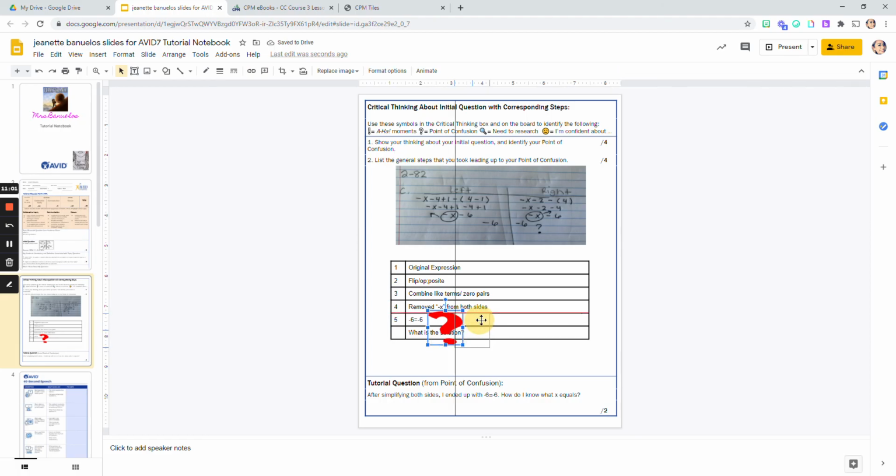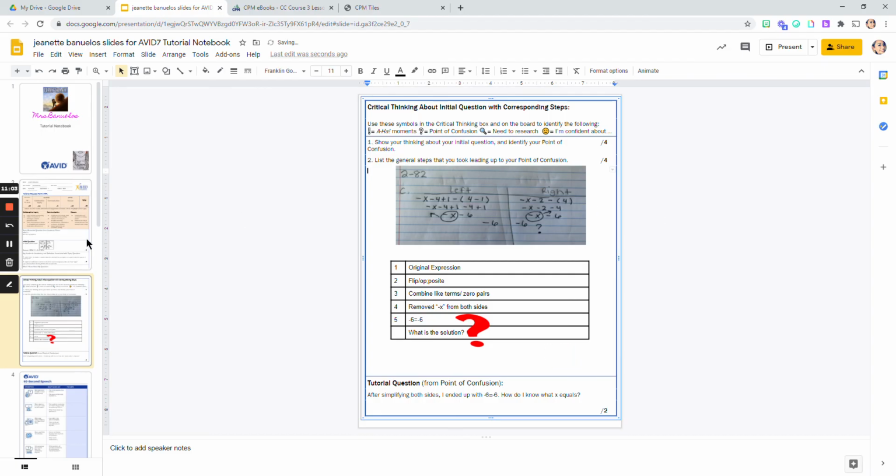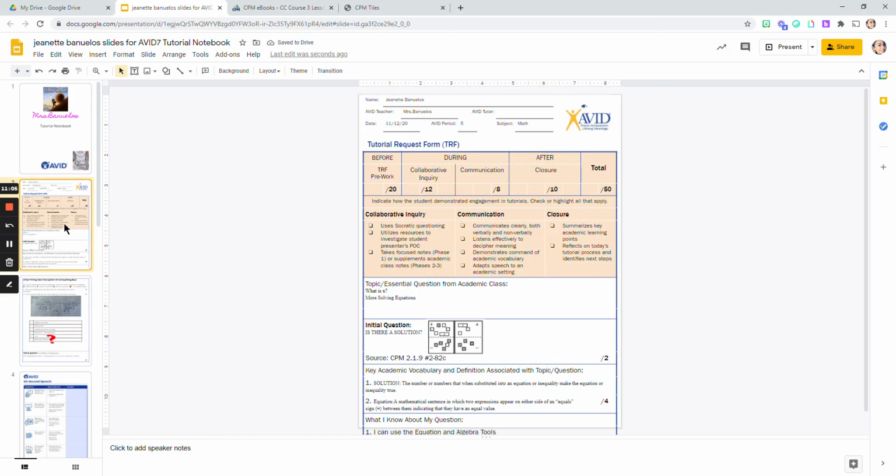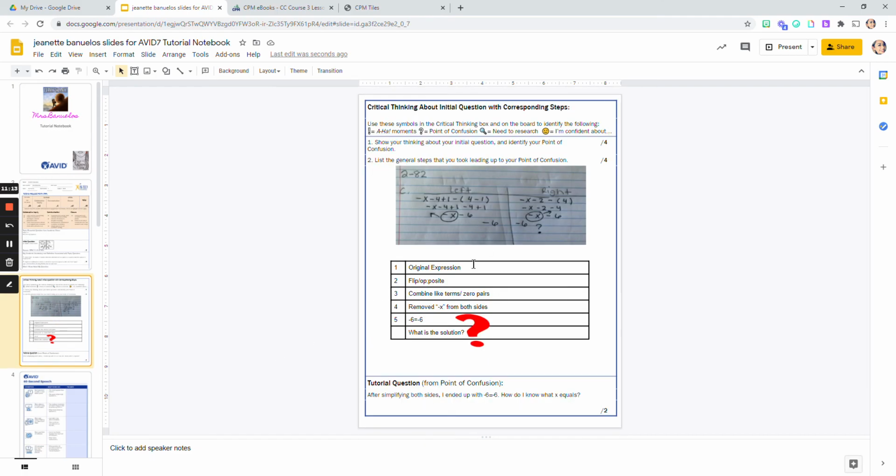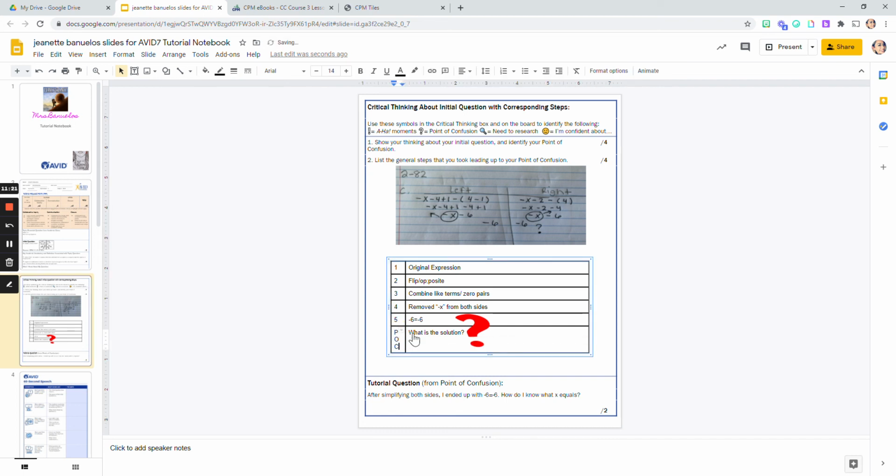Okay, so that is an example of how you can complete a TRF. Again, you want to make sure each box is filled out, and these first 3 boxes come straight from your source. The critical thinking part, feel free to take a picture and upload any work you have already completed along with your steps. And that POC stands for point of confusion. Okay. All right. I hope this helps out with you filling out your TRF.